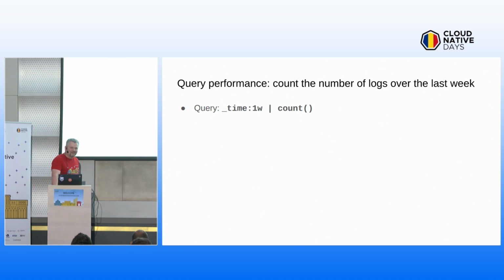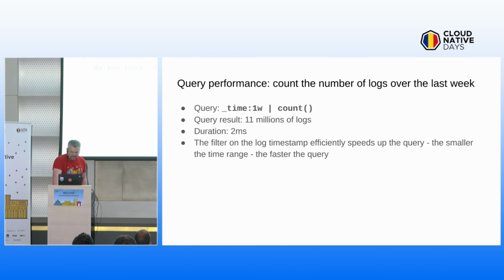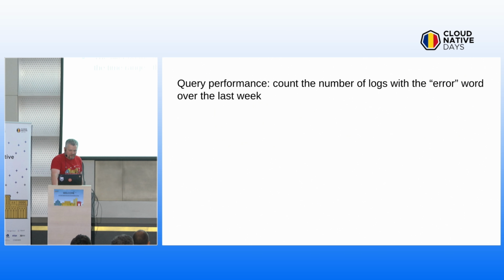All the previous queries were running across all the logs stored for the last 3 years. And what about more practical queries, when you select logs for the last week or last day? For example, let's look at this query. It selects logs over the last week. It selects 11 million logs, and the duration is only 2 milliseconds. The filter on timestamp efficiently speeds up the query. The smaller the time range, the faster the query.